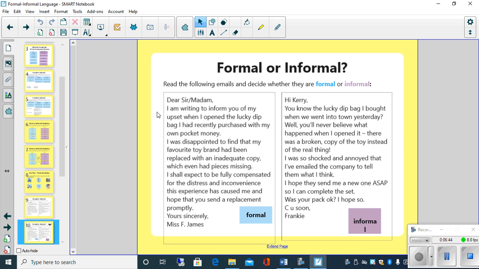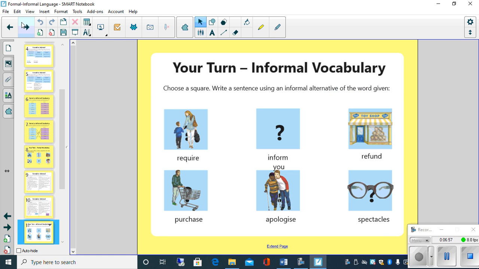Okay, welcome back. So hopefully you identified that the one on the left-hand side was the formally written one, and the one on the right was written informally. And hopefully you are able to identify those. Well done if you did.